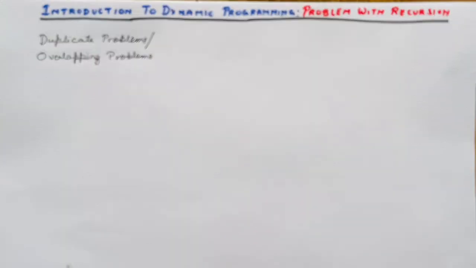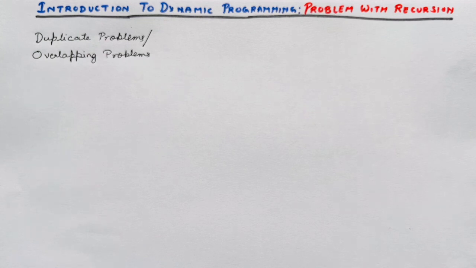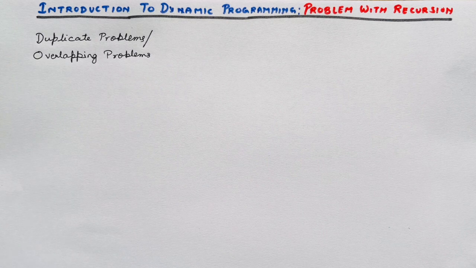The origins of dynamic programming lie in a problem that we often face with recursion. What problem? The problem of duplicate problems or overlapping problems. What does it mean? It means that while solving a recursion problem, we may encounter a situation where we call the same recursion method with the same input more than once. That means we will be solving the same problem more than once, which is inefficient because solving a problem consumes processing power. Let us understand this with the help of an example.